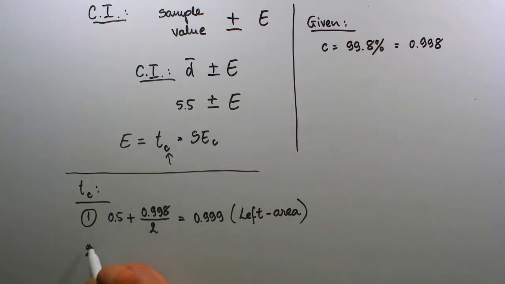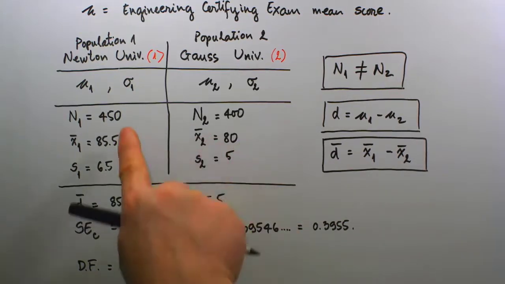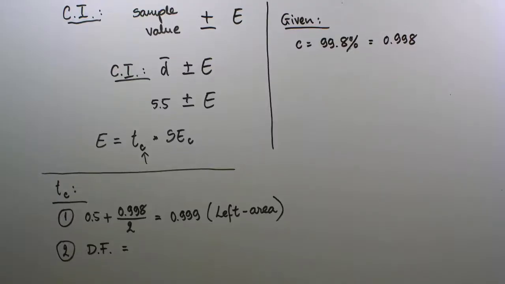Step 2 is to either calculate or indicate the degrees of freedom for our two samples. That same degrees of freedom we calculated long before we got into any of the questions is here. This is the degrees of freedom for our two samples together, where 450 is for sample 1 and 400 for sample 2. So that means our degrees of freedom to be used here is 831.